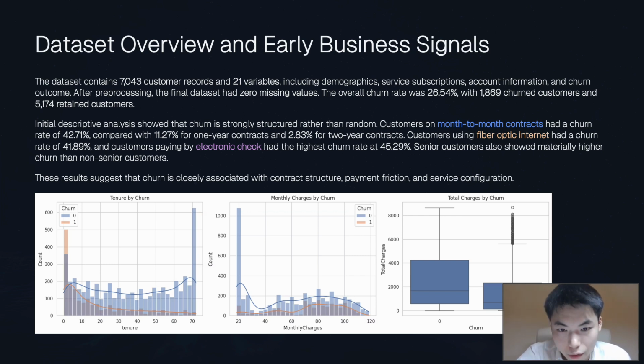I also found customers using fiber optic internet had very high churn at 41%, and customers paying with electronic check had the highest churn rate at 45%, and the senior customers show clearly higher churn than the non-senior customers. So even before the modeling, the data already suggests that churn is strongly related to the contract structure, the payment method, and the service type.